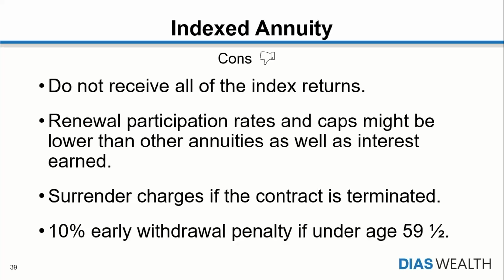There are surrender charges if the contract is terminated. And of course, you have the 10% early withdrawal penalty under age 59 and a half in a non-qualified annuity. And I will give you a story about this as well.